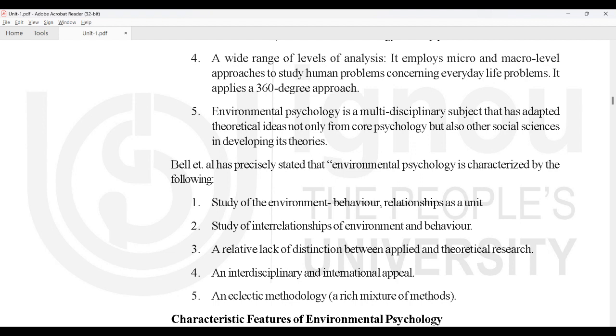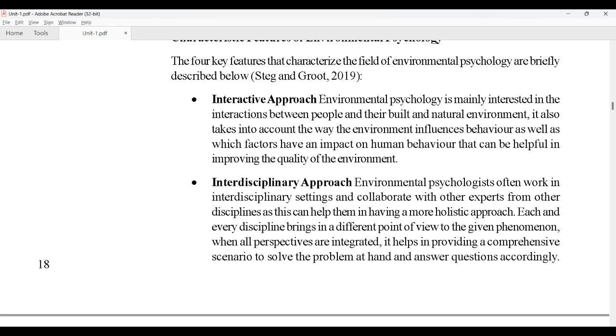Bell et al. have precisely stated that environmental psychology is characterized by the following: 1. Study of the environment-behavior relationships as a unit. 2. Study of interrelationships of environment and behavior. 3. A relative lack of distinction between applied and theoretical research. 4. An interdisciplinary and international appeal. 5. An eclectic methodology, a rich mixture of methods. Characteristic features of environmental psychology. The 4 key features that characterize the field of environmental psychology are briefly described below.